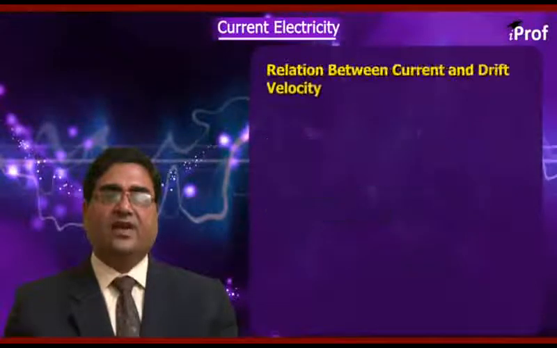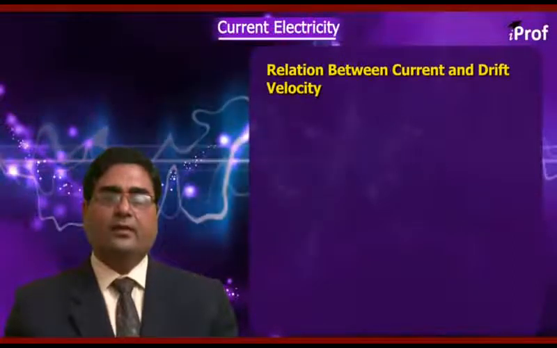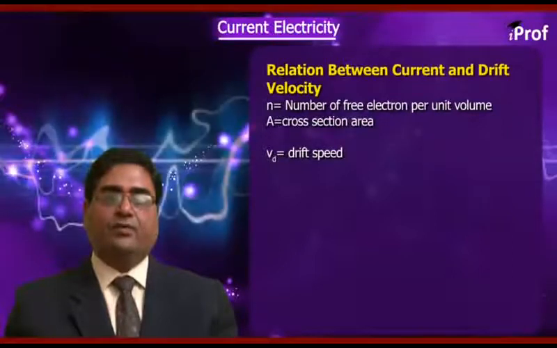Now let's see the relation between current and drift velocity. If n equal to number of free electrons per unit volume, A equal to cross section area, Vd equal to drift speed.